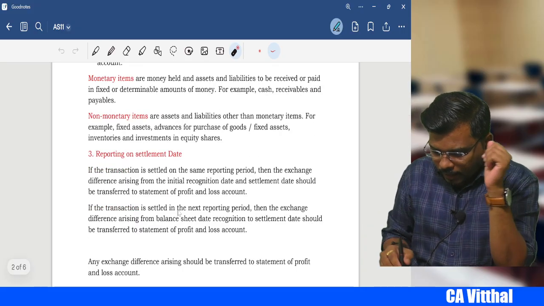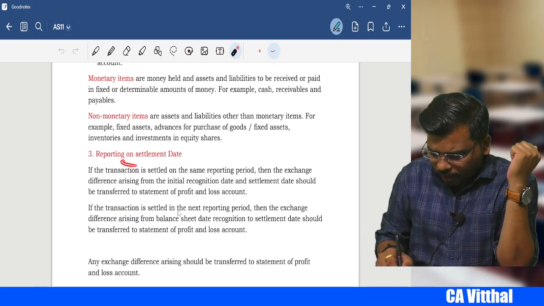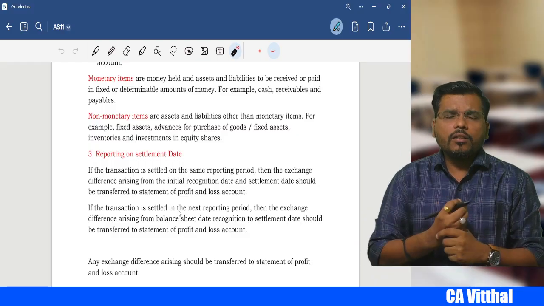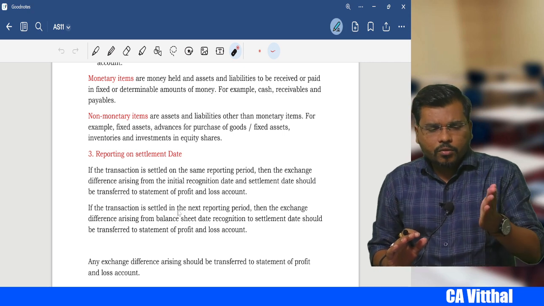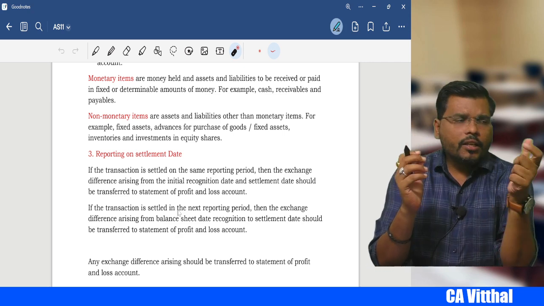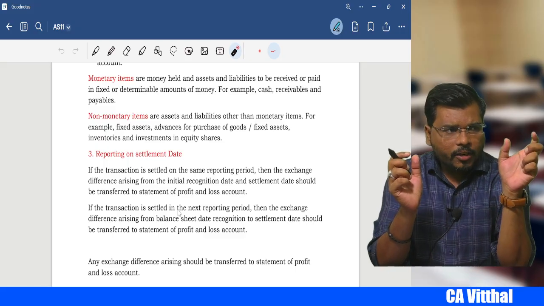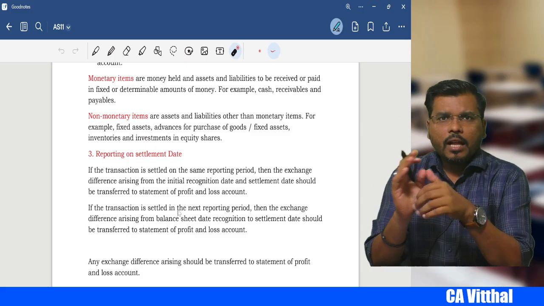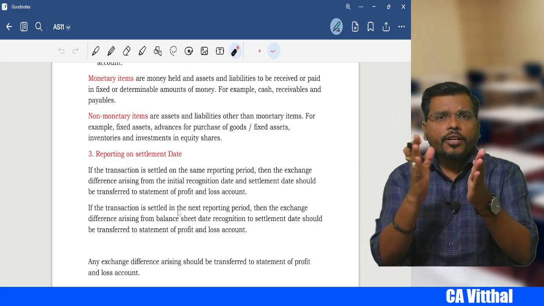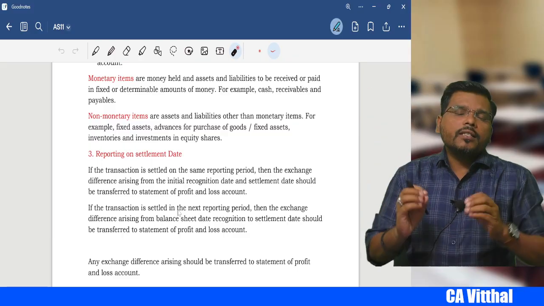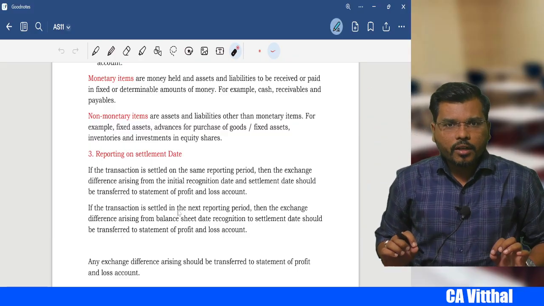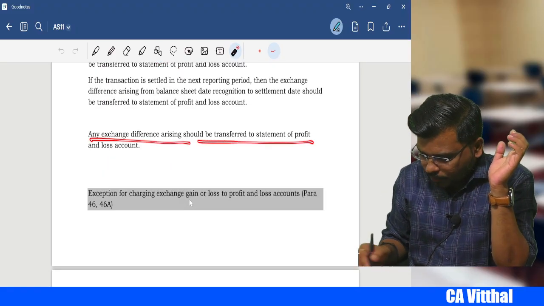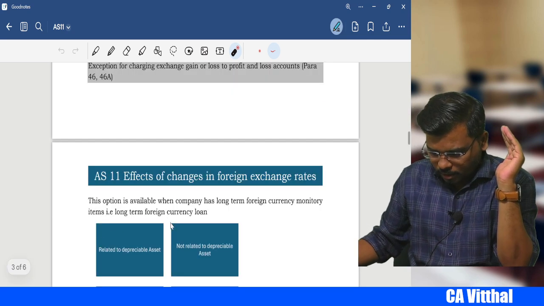Okay, sir. Then reporting on the settlement. Settlement means when we are liable to pay or we are going to receive the money, right? So my dear student, always remember, whenever there is a difference from initial recognition till the balance sheet date, we have to transfer the difference to the P&L account, and the same again from the balance sheet date to the settlement date. If there is any difference, it has to be transferred again to the profit and loss account, right? So any exchange difference arising should be transferred to the statement of profit and loss.